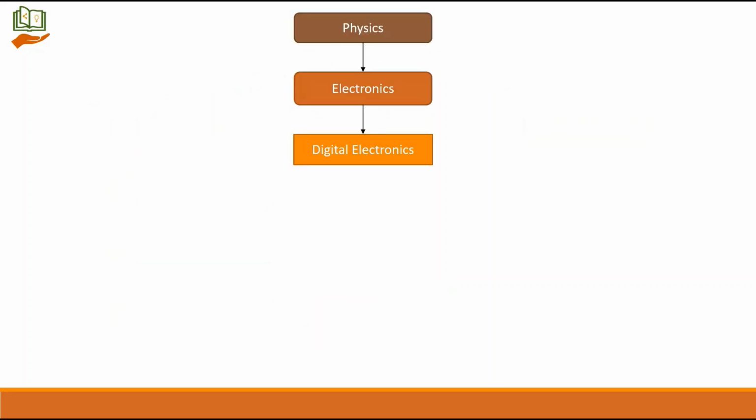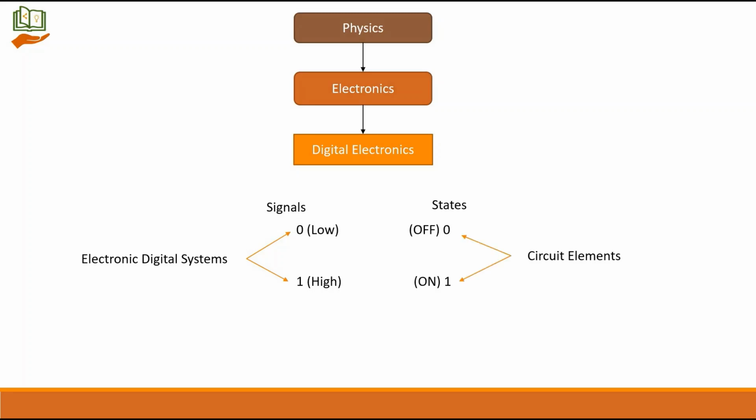We have seen this flowchart already in the digital electronics introduction video. Electronic digital systems usually have two kinds of signals. One signal is the low signal, which is represented by 0, and the other one is the high signal, which is represented by 1. Electronic digital systems have certain circuit elements. Those circuit elements represent the two signals as two states. One state is called the on state and the other state is called the off state. On state is represented by 1 and off state is represented by 0.